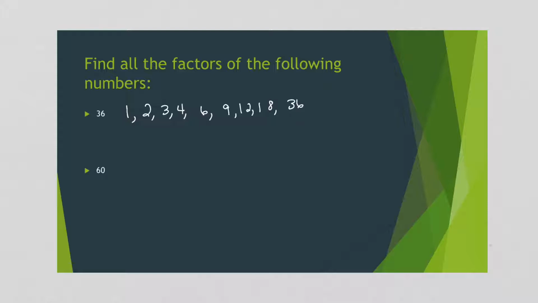Now let's do the same thing for 60. So I've got 1 and 60. I've got 2 and 30. I've got 3 and 20. I've got 4 and 15. 5 and 12. 6 and 10. 7 won't go in. 8 doesn't go in evenly. 9 doesn't go in evenly. 10 does, but we already have it listed, so that means we're finished. We have listed every single factor of 60.